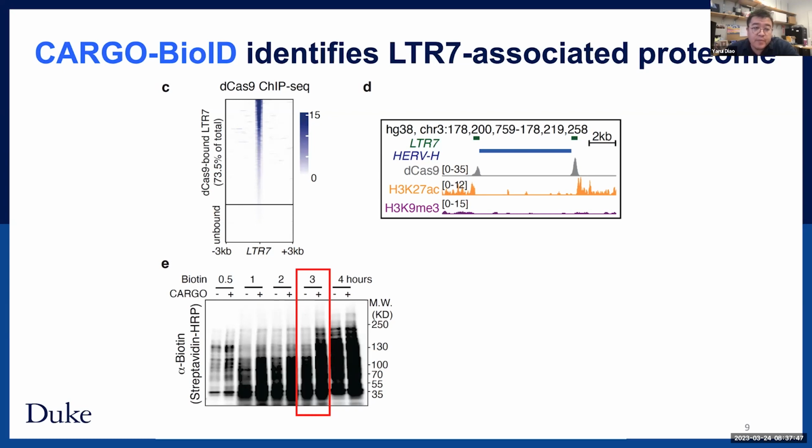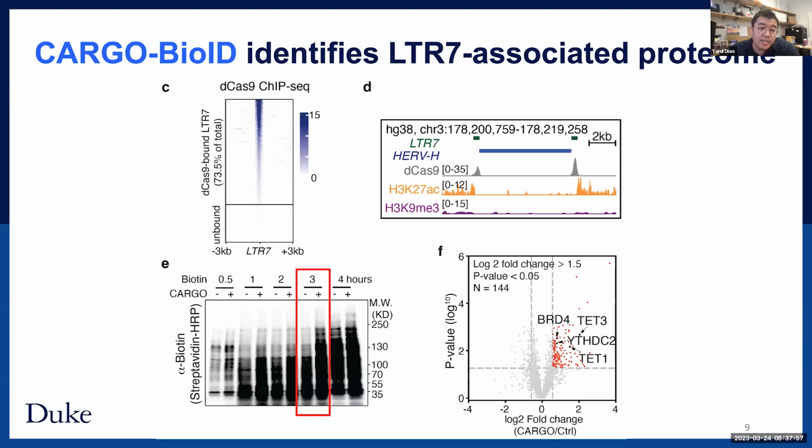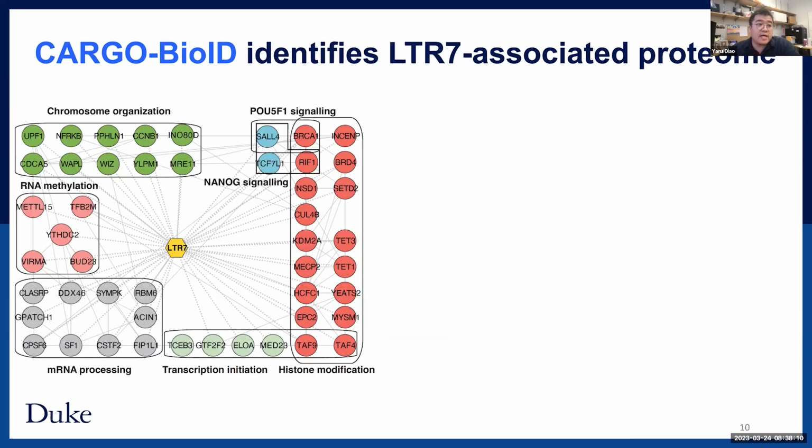can efficiently label the proteins in human ES cells, and we can see a big difference between the cargo expressing cells versus the control cells. We collected this biotinylated protein and did a mass spec analysis, and we are able to identify over 140 proteins that are specifically enriched in the cargo expressing cells. When we look at the proteins, we are very excited because we found many proteins that are involved in chromatin organization, transcription regulation, and epigenome regulation enriched on LTR7 sequences.